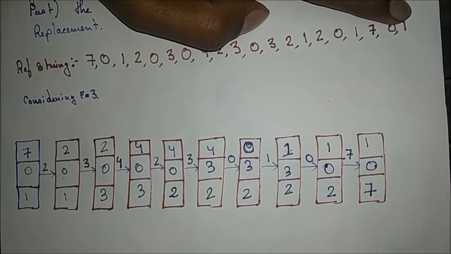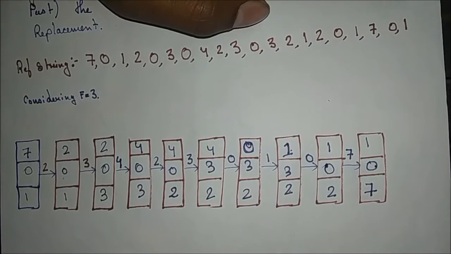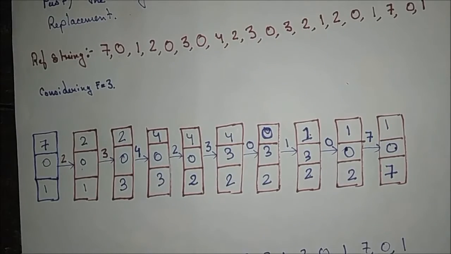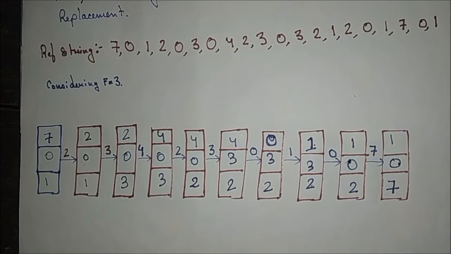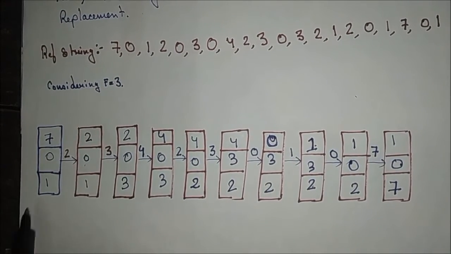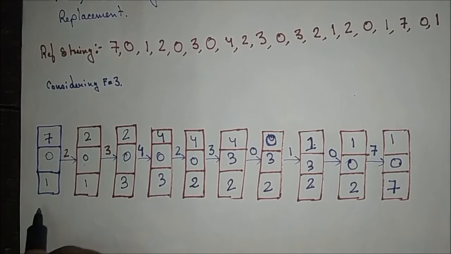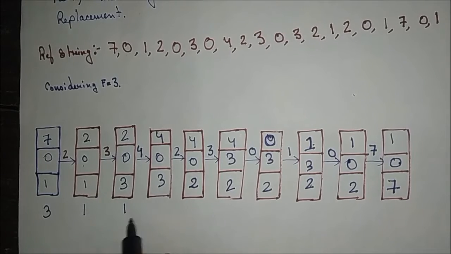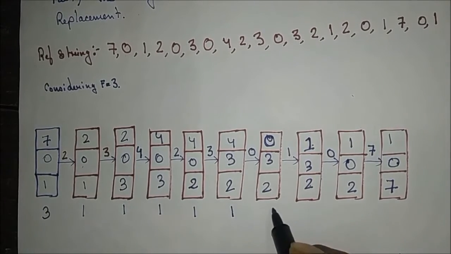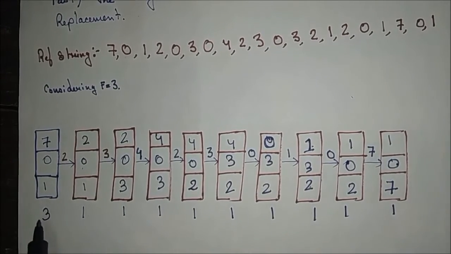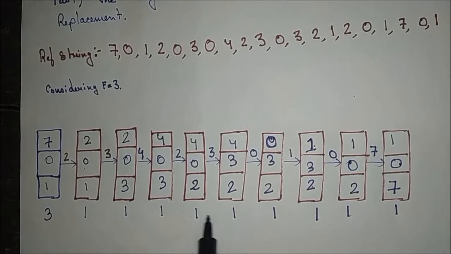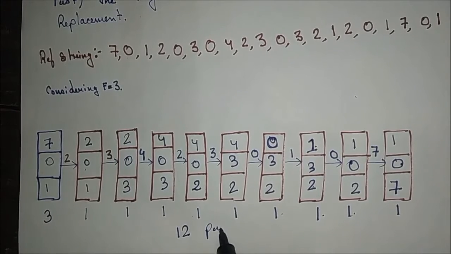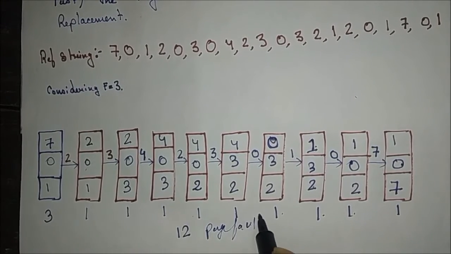Now the reference string is complete. Now we will count how many page faults have occurred. First we inserted 3 pages, so 3 page faults. Then each further page we inserted adds one more fault. Counting all of them, 3, 4, 5, 6, 7, 8, 9, 10, 11, 12, we have a total of 12 page faults here.